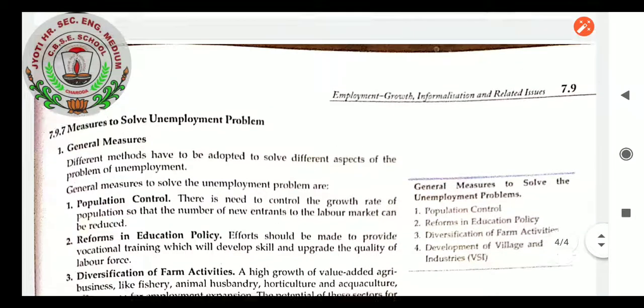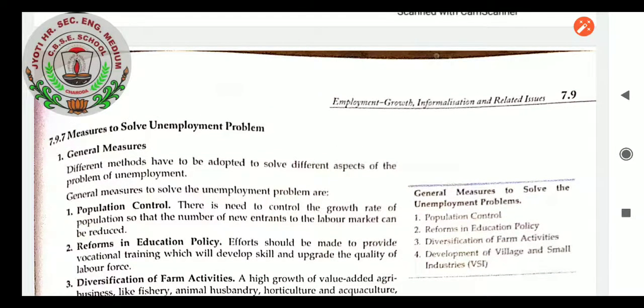Measures to solve unemployment problems. If we see, there must be some measurement. Definitely, when some problems are there, some corrections are needed. So measures are needed to solve the unemployment problem. There are general measures and specific measures. General measures to solve the unemployment problems are as follows.